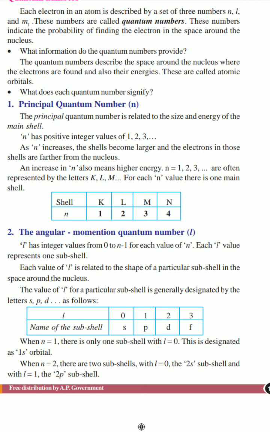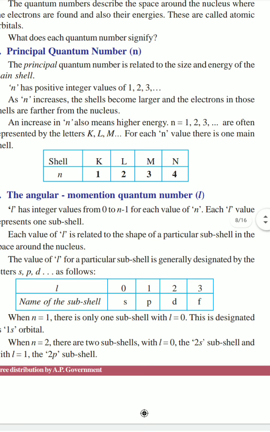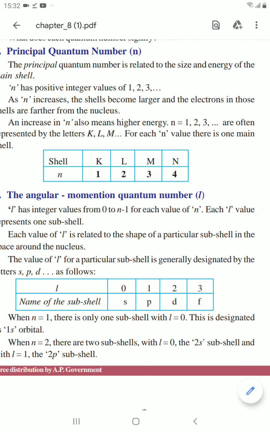If n is equal to 1, the electron will be present in the first shell, that is K. If n is equal to 2, the electron will be present in the second shell. If n is equal to 3, it goes to the third one. Like that, we can understand by using the principal quantum number. We can get the energy levels and their energies also. The size and energies will be known by the principal quantum number.